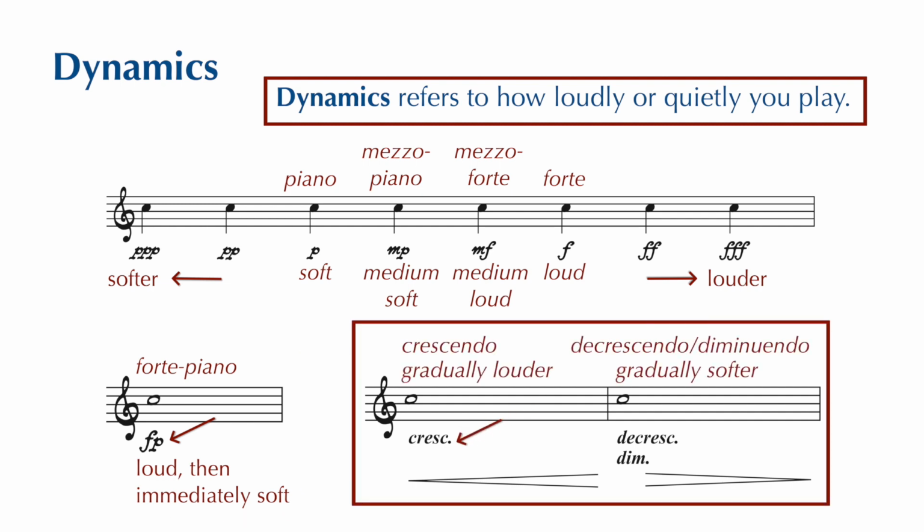Crescendo means to gradually play louder and louder. Decrescendo means to gradually play softer and softer. Diminuendo means the same thing as decrescendo. Hairpins are graphic representations of crescendos and decrescendos. Play louder and louder as the lines grow apart, and softer as the lines come together.